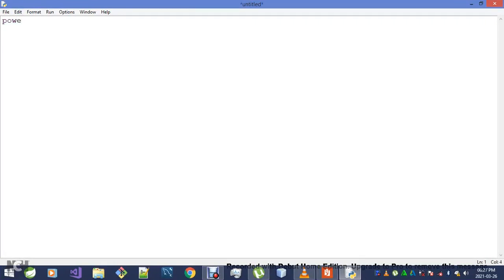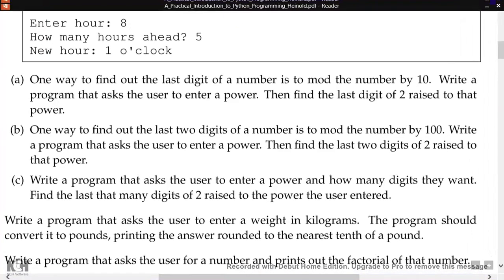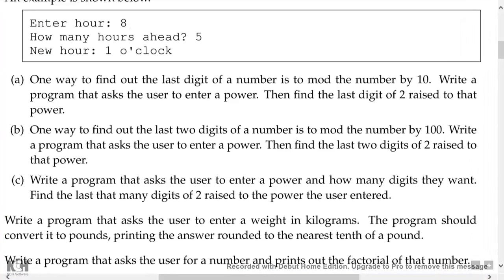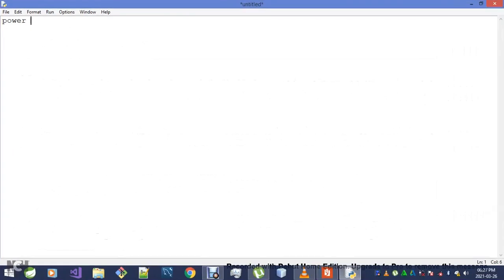First things first. I don't feel like I properly understood the problem here. One way to find out the last digit of a number is to mod the number by 10. Write a program that asks the user to enter a power, then find the last digit of 2 raised to that power. Okay, let's first retrieve the power.